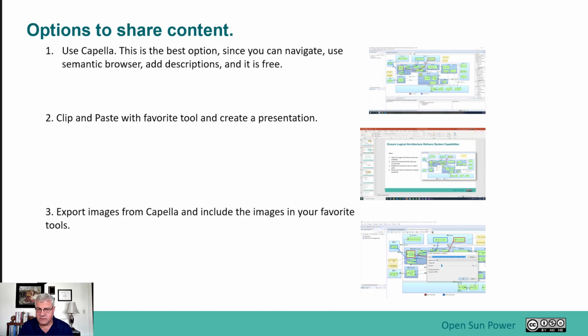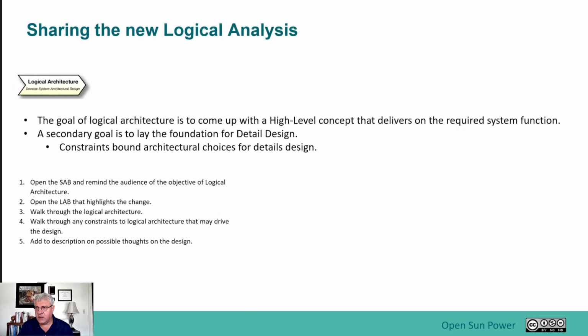But one thing we're going to do right now is talk a little bit about when you're doing the sharing of the logical analysis. A couple of things that we may want to do is actually remember what the goal is. The goal of logical architecture is to come up with a high-level concept that delivers on the required system functions. That's the high-level goal. So you want to come up with a concept that will deliver the functionality that you needed from system analysis. More of a secondary goal is to lay the foundation for detailed design.